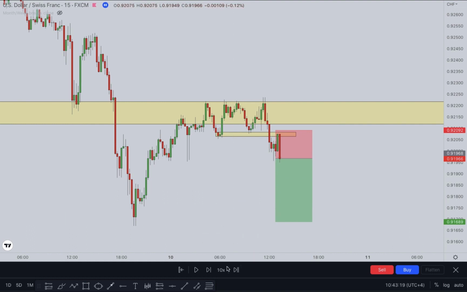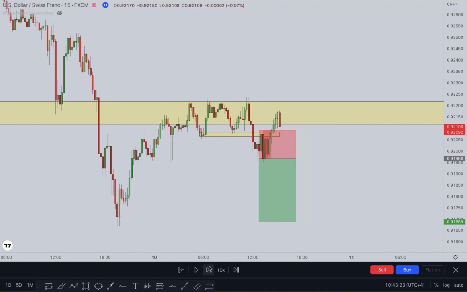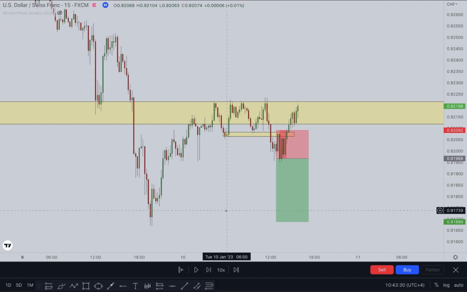But that's not what happened. Price just shifted and then it pushed up and then hit my stop loss. But overall, this was a very solid trade. If you give me this trade 10 out of 10, I'll take it 10 times.